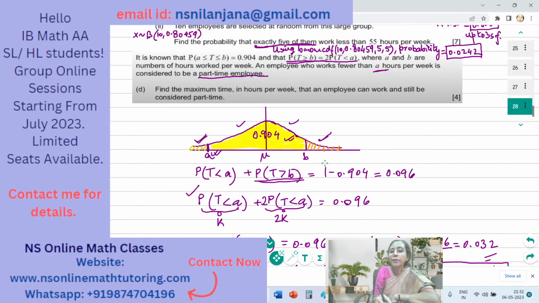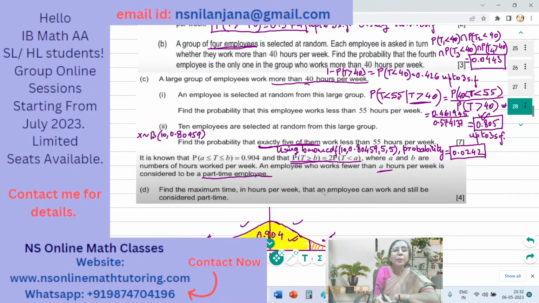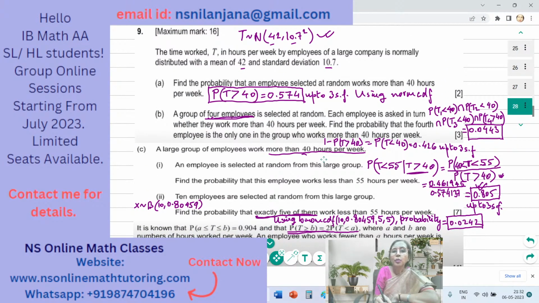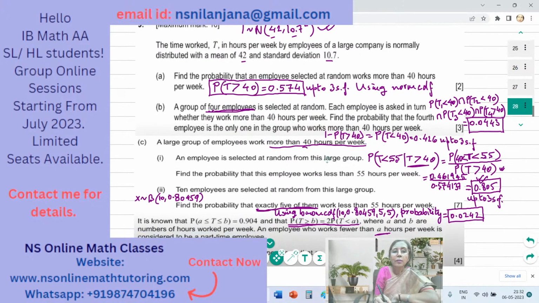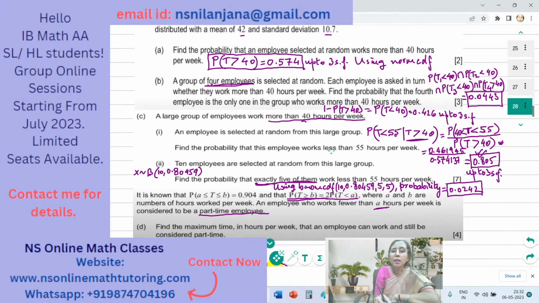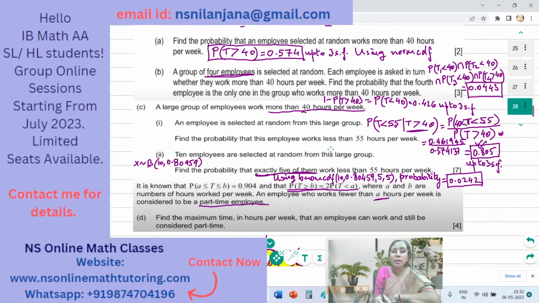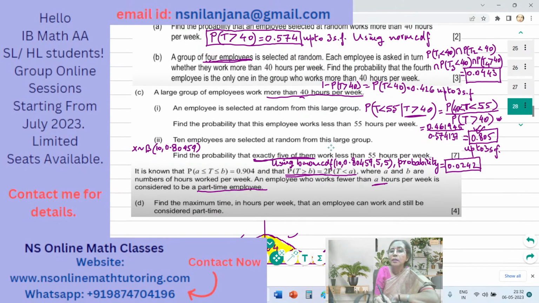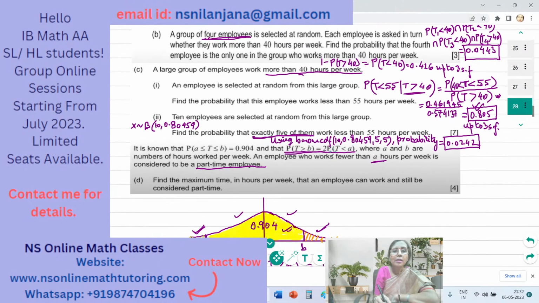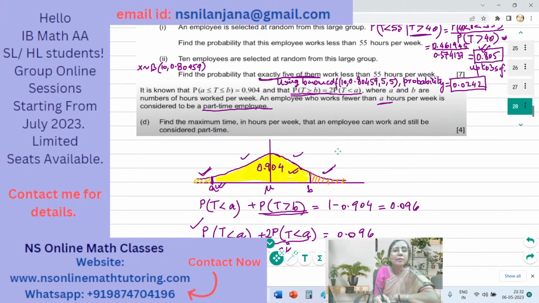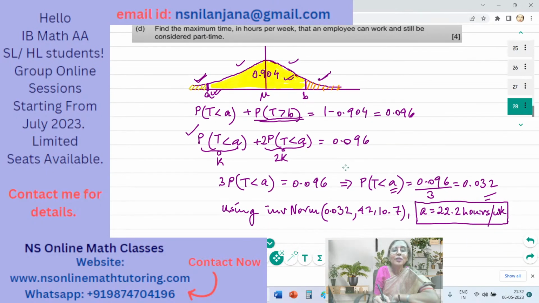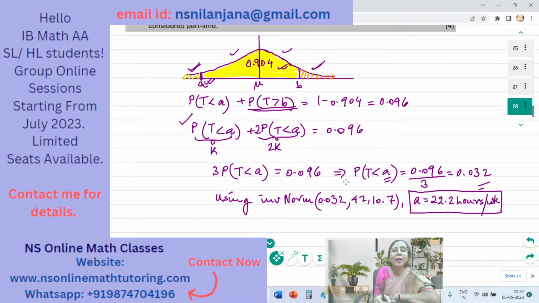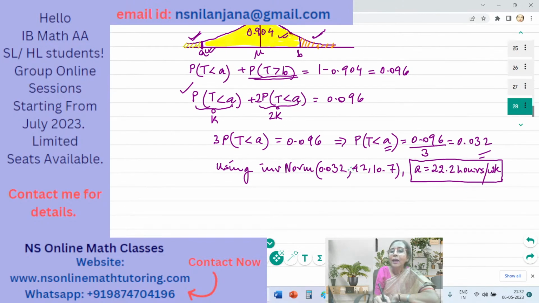So we have completed question number 9 totally. A, yes, B, yes, C, yes, and D, yes. So we come to the end of this question paper. We have solved it completely.